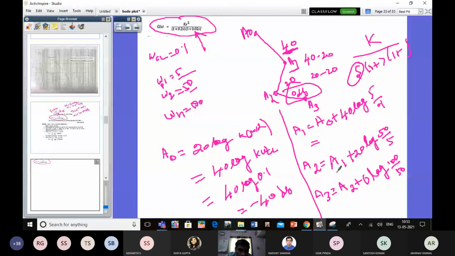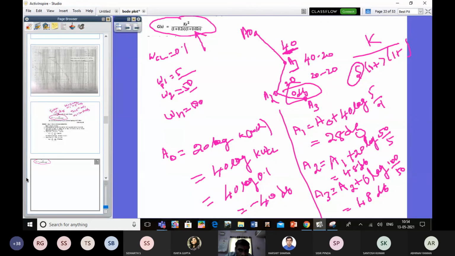Next, A3. A3 is equal to A2, so again it comes to 48 dB because here it is 0. So the A2 value is 48. 48 plus 0, we will get 48 dB. Any doubt in this? All of you are following? Please concentrate, dear.